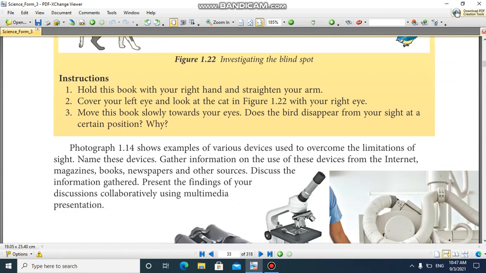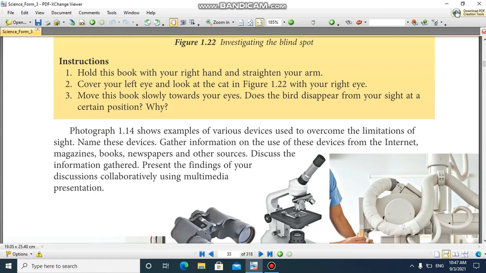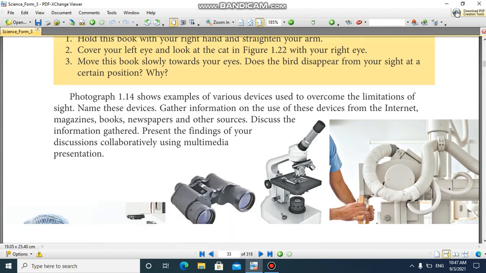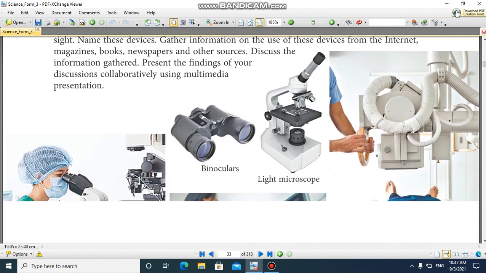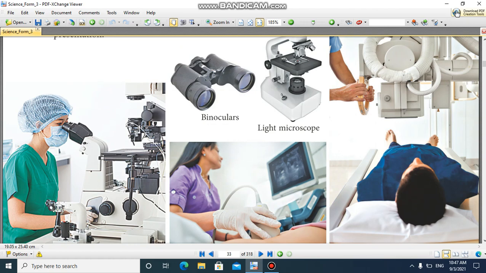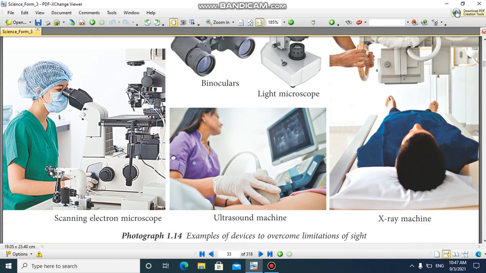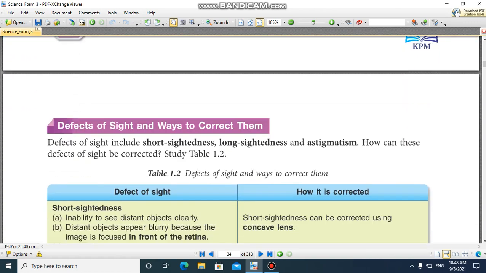Photograph 1.14 shows examples of various devices used to overcome the limitation of sight. Name these devices. Gather information on the use of these devices from the internet, magazines, books, newspapers, and other sources. Discuss the information gathered. Present the findings of your discussion collaboratively using multimedia presentation. This is binocular, light microscope, X-ray machine, ultrasound machine, and scanning electron photograph.